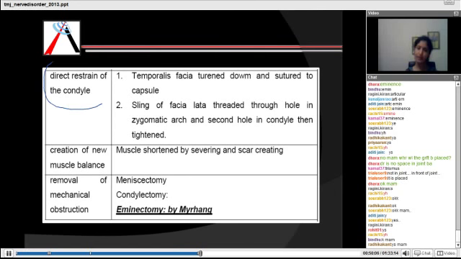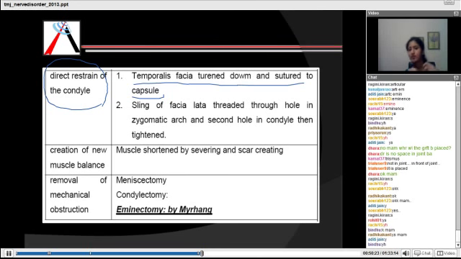Now the third he said was you could directly restrain the condyle. How could you restrain the condyle? A temporalis fascia is turned down and sutured. We came across this in capsule tightening procedures where a temporal fascia is placed down and sutured to the capsule. Yeah, it is the same thing.